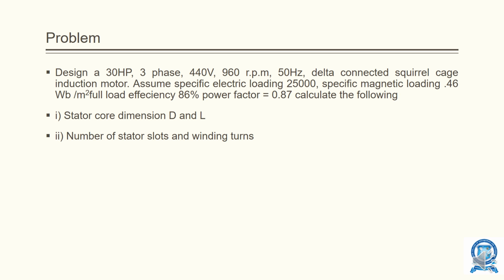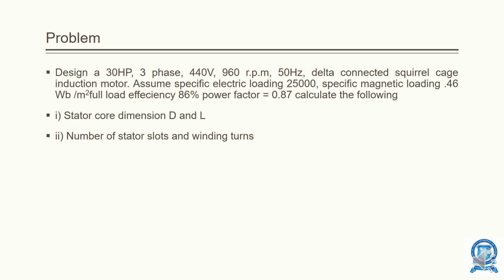Problem: design a 30 HP 3-phase 440 volt 960 rpm 50 Hz delta connected squirrel cage induction motor. Assume specific electric loading as 25,000 and specific magnetic loading as 0.46 Weber per meter square. Full load efficiency of 86% and power factor 0.87. Calculate the following: stator core dimension D and L, number of stator slots and winding turns.